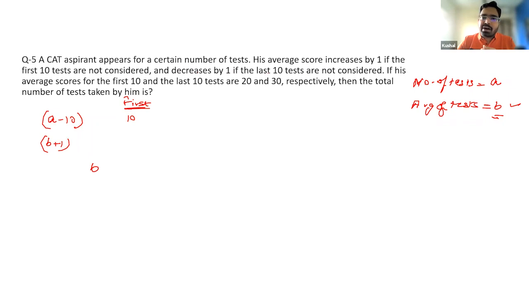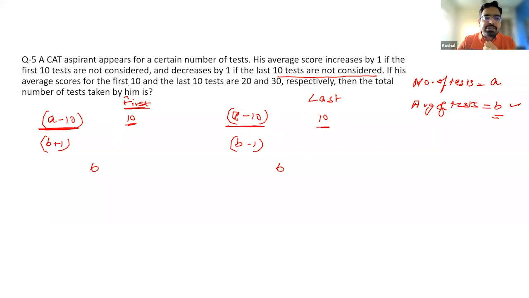And it decreases by 1 if the last 10 tests are not considered. Okay, so again, if I don't consider the last 10 tests, the number of tests will be A minus 10. But remember, over here these are a different set of tests. These are not the same set of tests, but the number of tests is the same: A minus 10 in both cases, right? If I don't consider my last 10 tests, these are also 10 tests, but of course different from the first 10 tests. The average decreases by 1. That means over here the average value should be B minus 1. If I don't consider the last 10 tests, the average is decreasing by 1 mark. So this should be B minus 1, and this should be B, right?